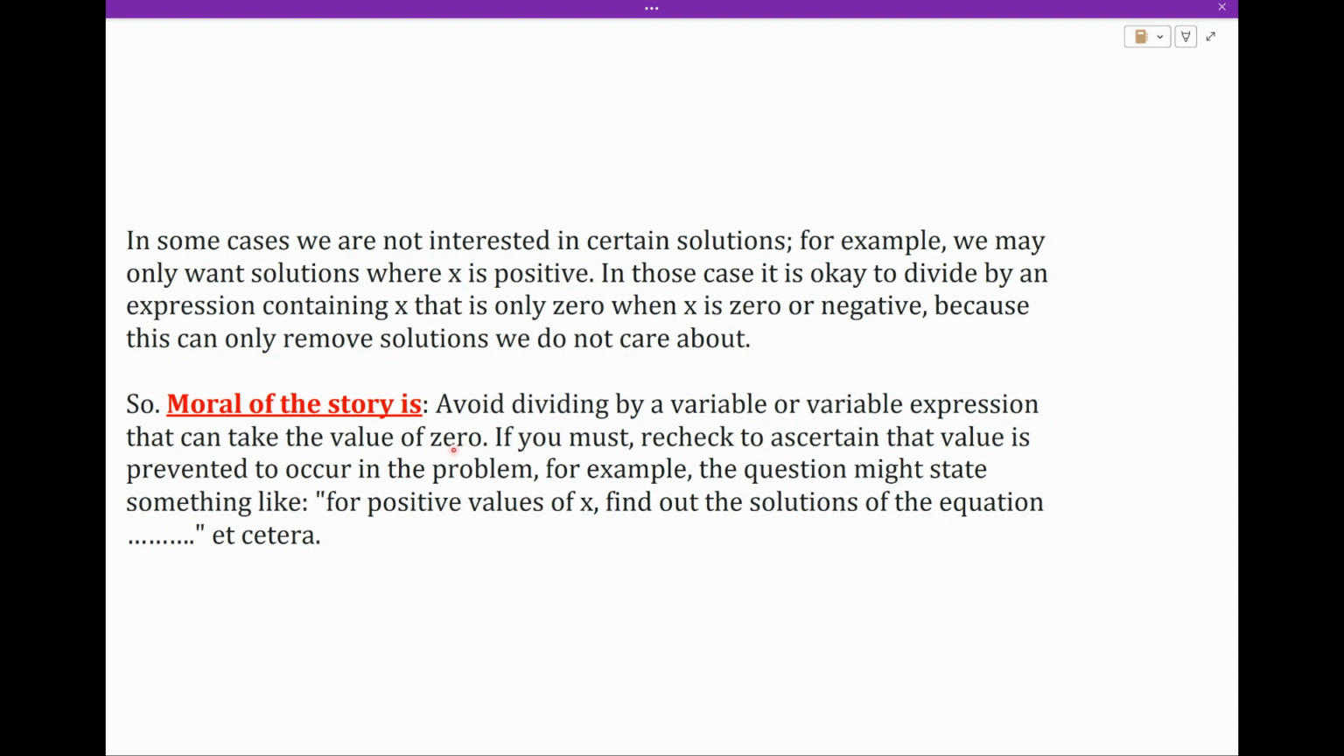So, moral of the story is, avoid dividing by a variable or variable expression that can take the value of 0. If you must, recheck to ascertain that the value is prevented from occurring in the problem. For example, the question might state something like, for positive values of x, find out the solutions of the equation, etc.